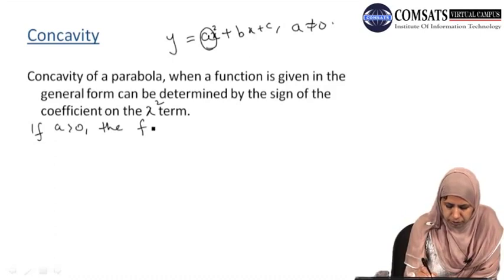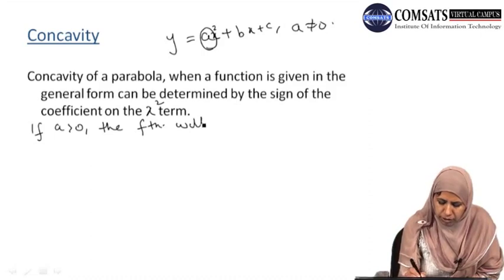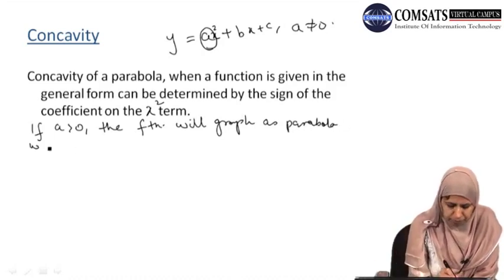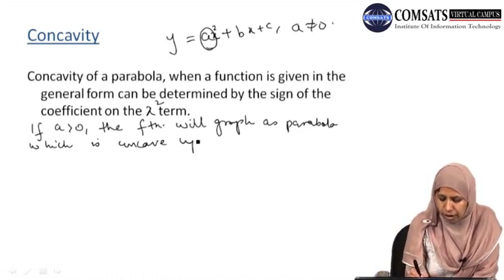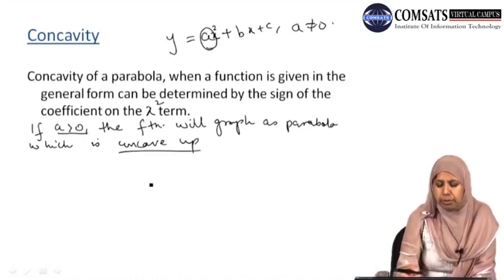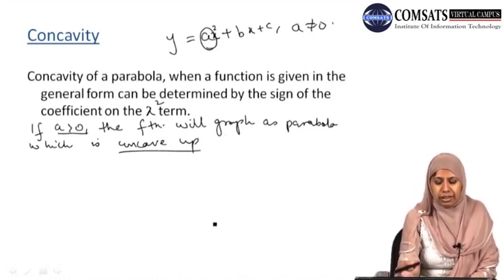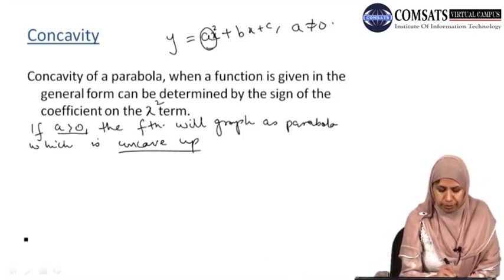Now if our a is positive, the graph of the function will be a parabola which is concave up. Simply by knowing the sign of this constant a, we can tell easily whether the given parabola is concave up or concave down. So simple.